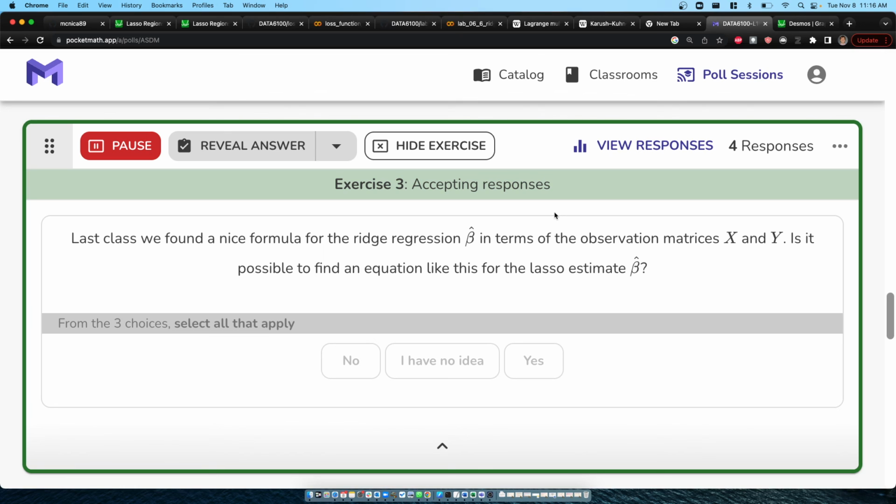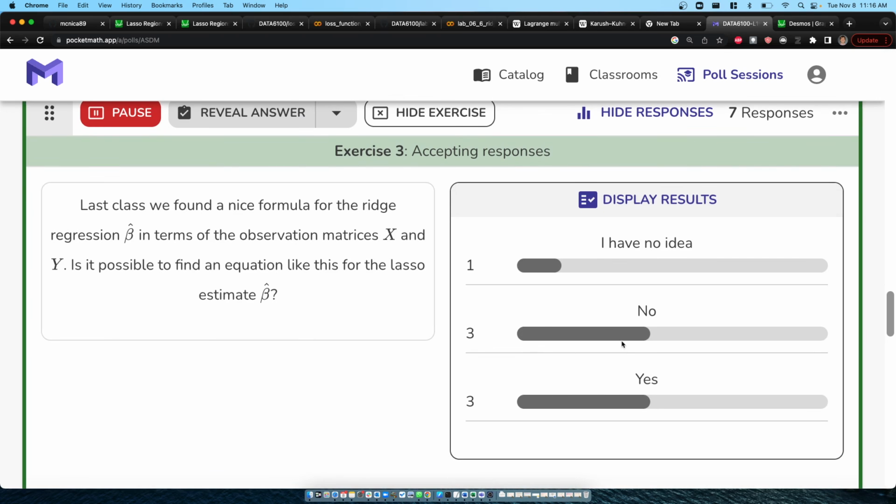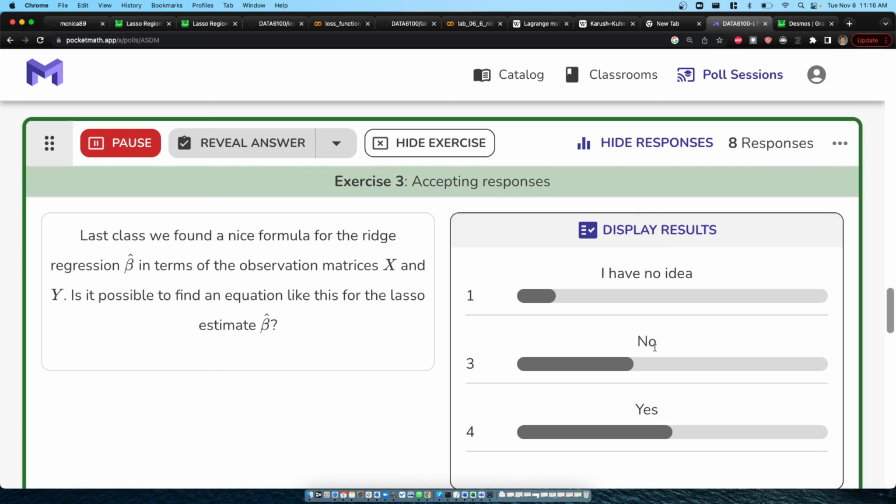Okay, let me see what the yeses or nos are from the first few people. If you want to put in a guess, go for it. So the answers are no, yes, it's split. So it turns out the true answer is no, you can't do it.